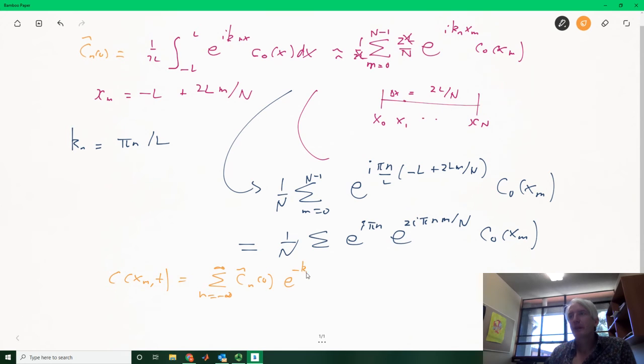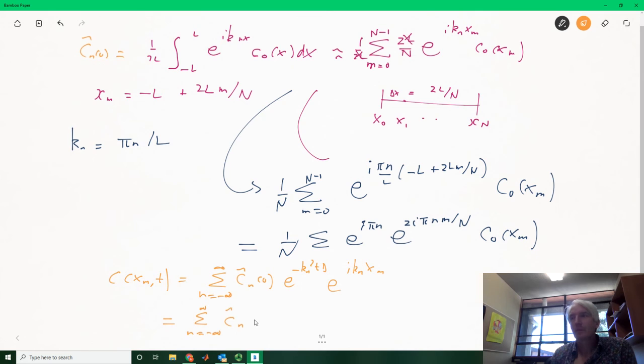From the orthogonality of the Fourier series, we get c n hat, e to the i k n x m, is equal to c n hat naught. And then if we substitute our expression for x m, and I've got my n, what do we have here? e to the minus k n squared dt.